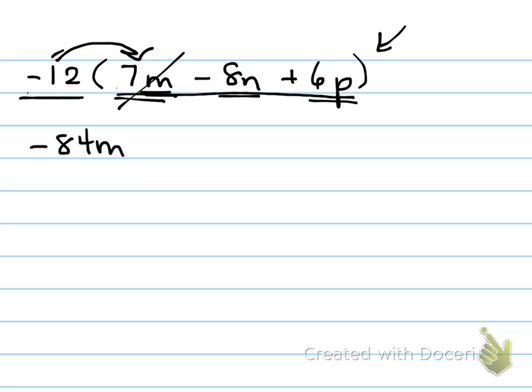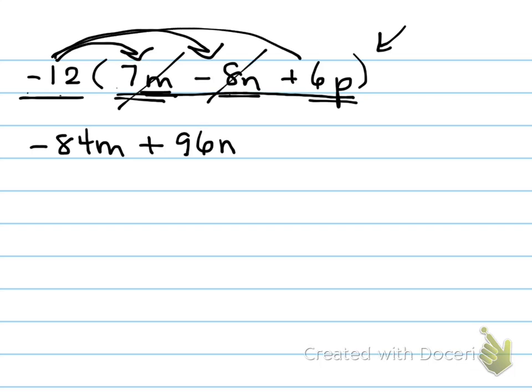Now I'll do this negative 12 times this term. So first the what? Sign. So negative times a negative is a positive. 12 times 8 is 96. 96 what? N's, right? You're multiplying times n's, so they stay n's. Good. Now we'll take this times the last one.